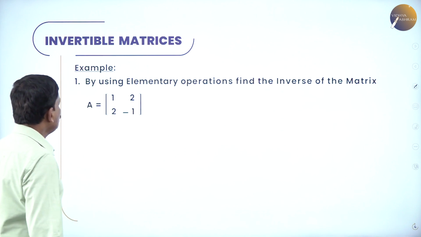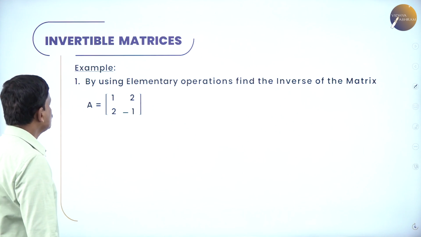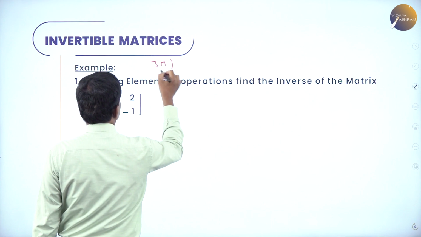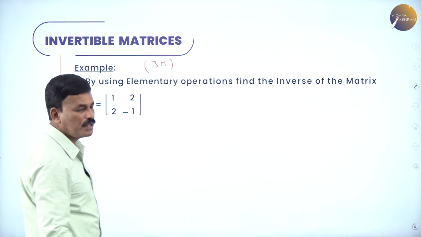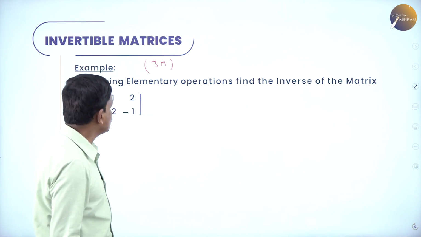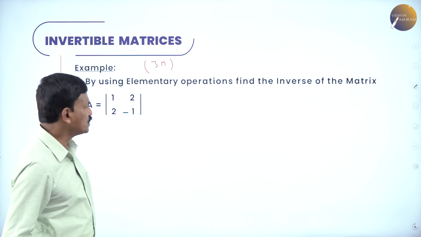Now by using elementary operations, find the inverse of the matrix A is equal to 1, 2, 2, minus 1. This is a very important question for 3 marks. This is a 3 marks question, so you may expect this type of problem for 3 marks. Now let us take what is given. A is equal to 1, 2, 2, minus 1. Now according to the definition, we know this.